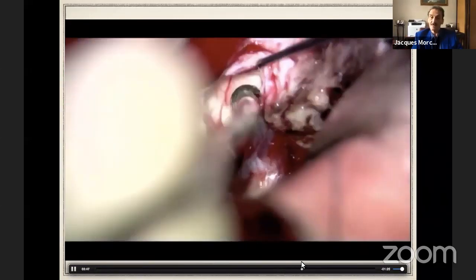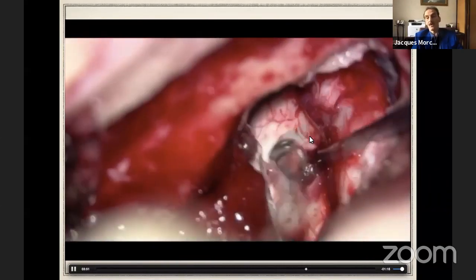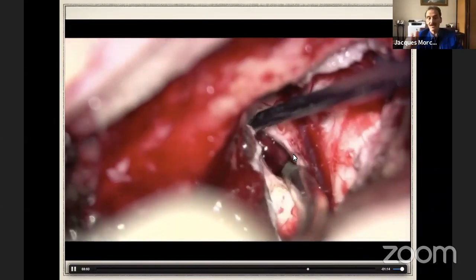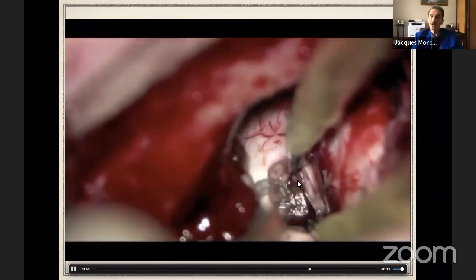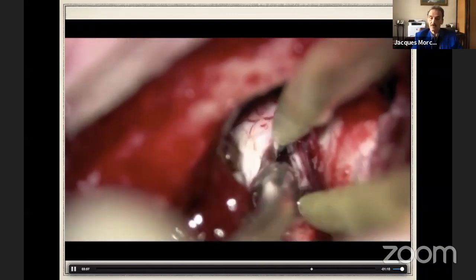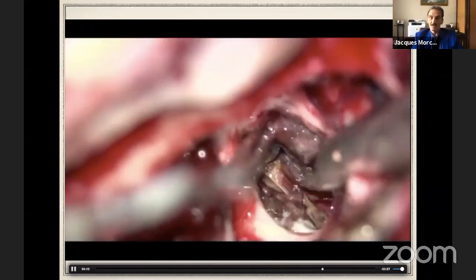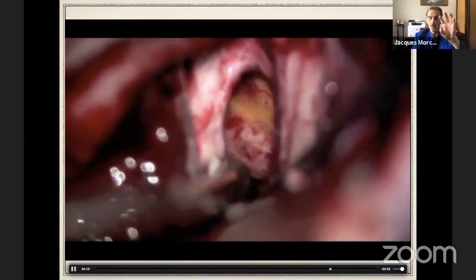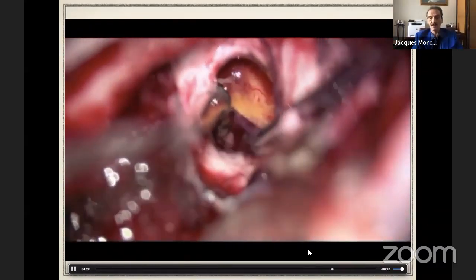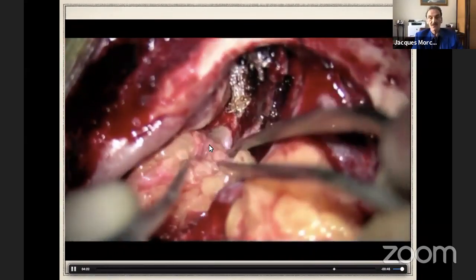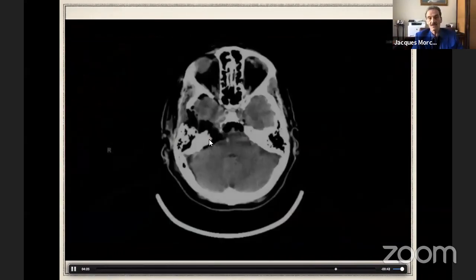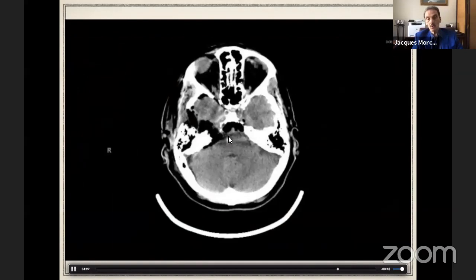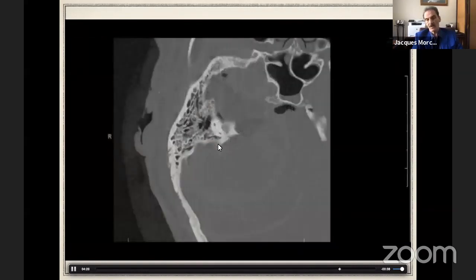Then we drill a little more. Now I have the view that I want. You see the cavernoma, it's a perfect view down the axis of the lower pons. And here is the cavernoma coming out, as much piecemeal as you can. And this is the fat graft to put in the petrous apex. This is the approach. I felt it was the perfect trajectory.